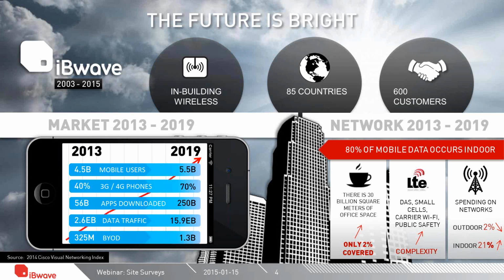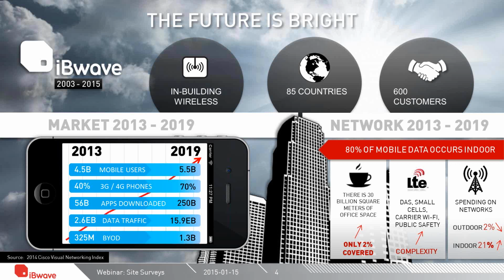What's interesting is that only about 2% of the world's office space is covered with adequate coverage and capacity. So there's tremendous growth potential, and that's not counting other types of venues such as malls, subways, stadiums and so on.